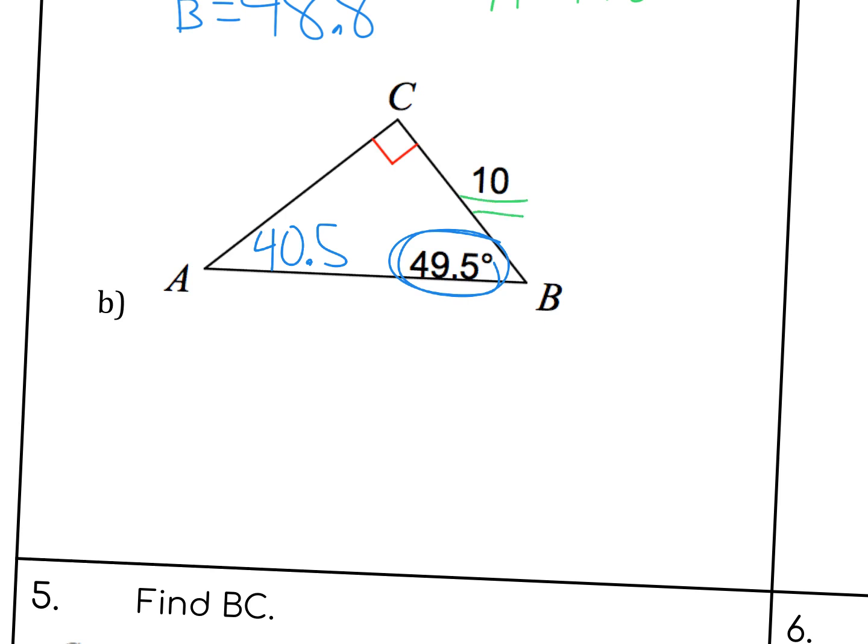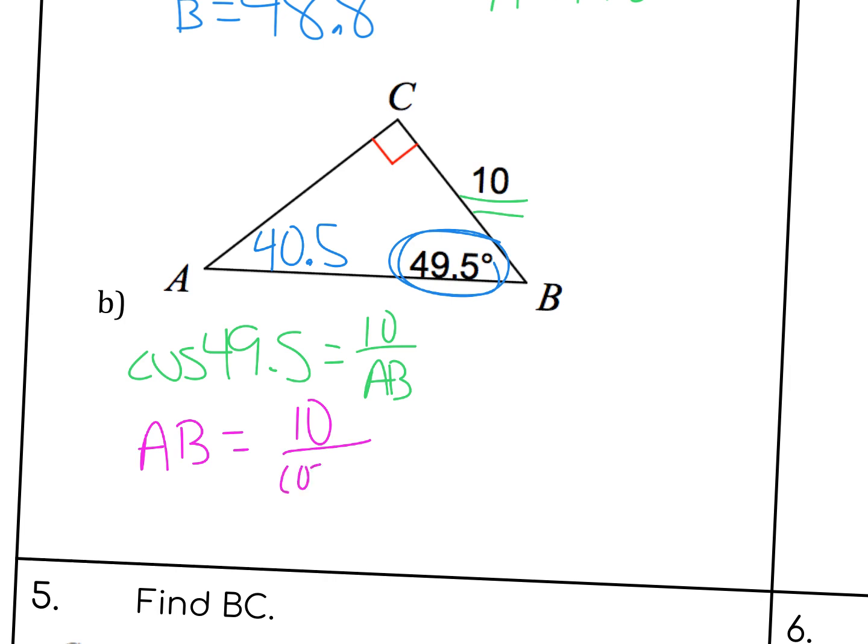That's the adjacent and the hypotenuse. So that's cosine. Cosine of 49.5 is 10 over AB. Multiply by AB. Divide by the cosine of 49.5. And type it in. 10 divided by the cosine of 49.5, and you get 15.4.